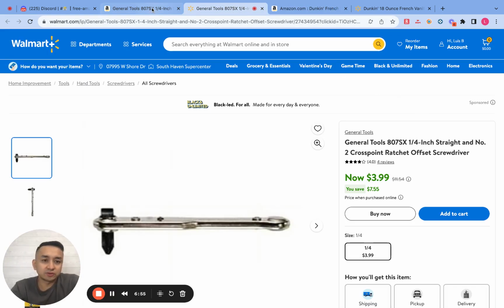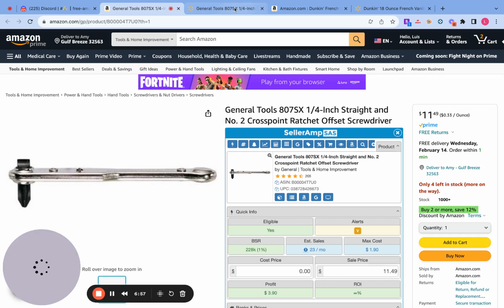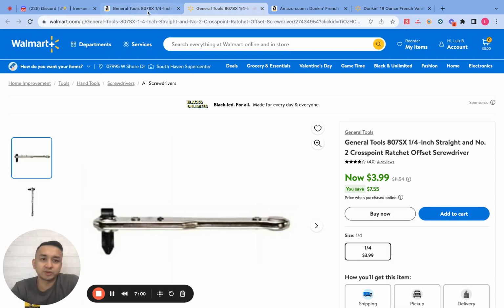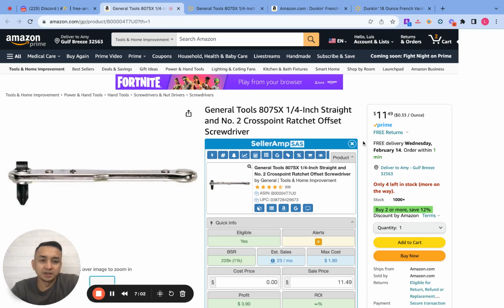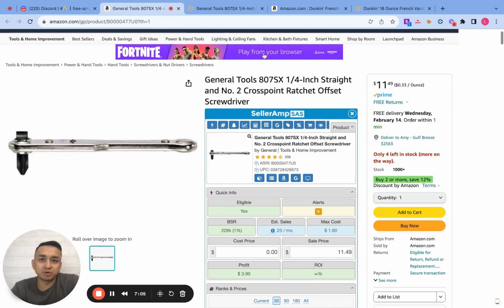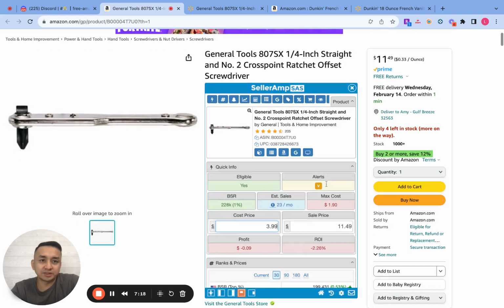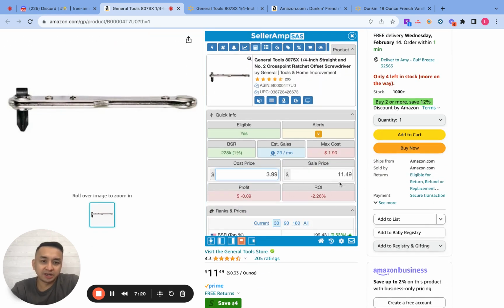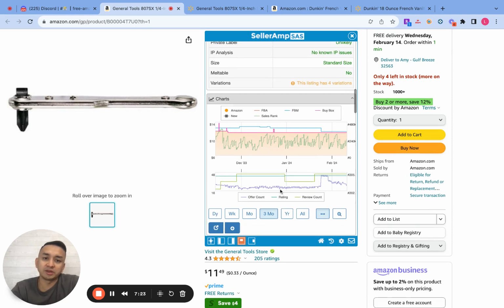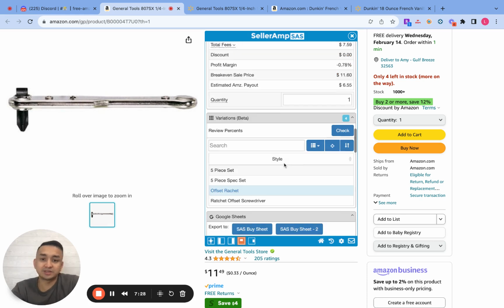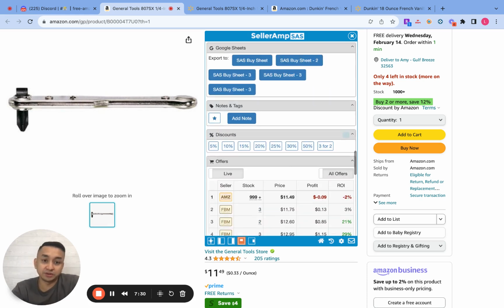So this one is a General Tools, 1/4-inch straight, and number 2 cross point ratchet. It's a screwdriver. Okay. So it looks like the same product. The cost of this product is $3.99. So again, we plug it here. So Amazon's on the listing, right? Sale price is $11.49. It's giving you a negative 2% ROI, which is pretty common when Amazon is on the listing, because they usually jack down the price, and I don't know why they do that, but they do.